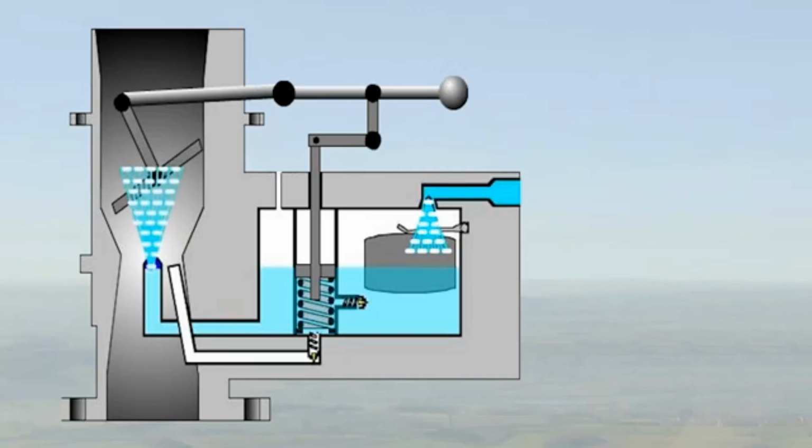This condition is overcome by fitting an accelerator pump, which is linked directly to the throttle, and forces fuel into the venturi whenever the throttle is opened, as shown here.